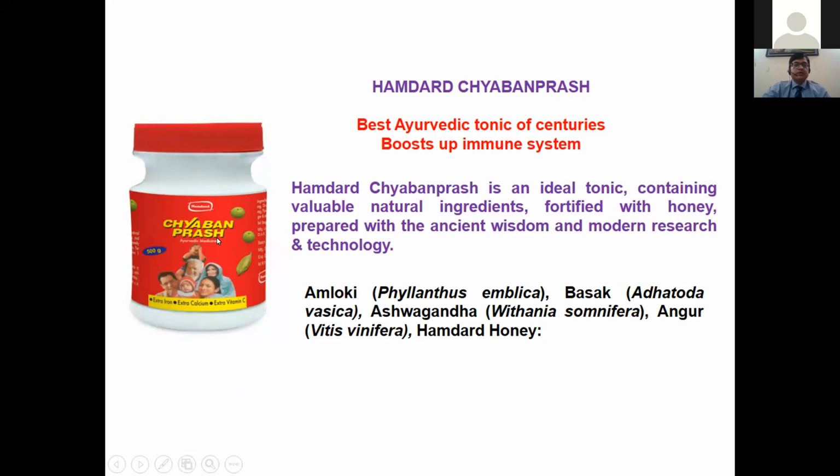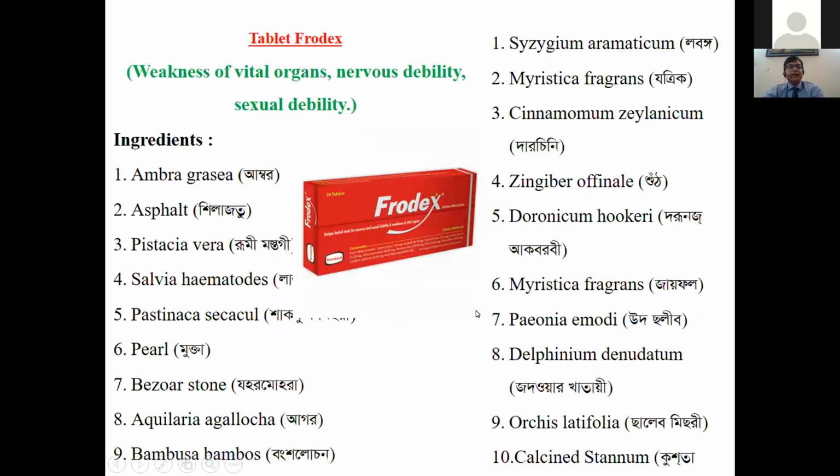Chyawanprash, this is again an Ayurvedic tonic, and it's actually made of different medicinal plants such as Phyllanthus emblica. I showed a picture of this plant before. It is Vitis vinifera, Adhatoda vasica, and some other plants. And the tablet product is used for weakness of vital organs, nervous debility and sexual debility. And you see the ingredients of this tablet, and it is actually a mixture of different medicinal plants.